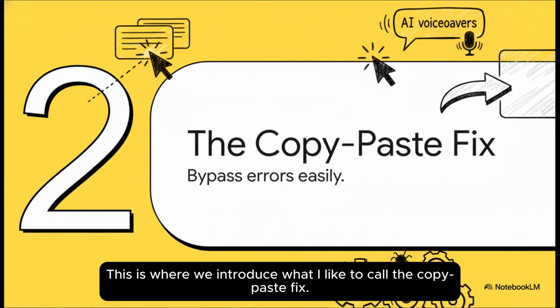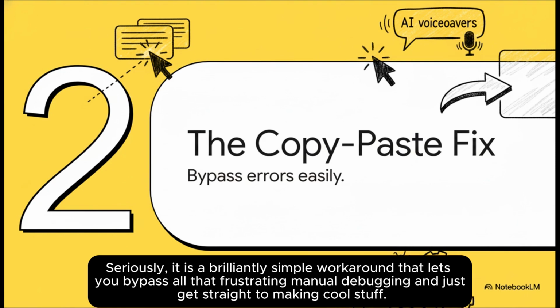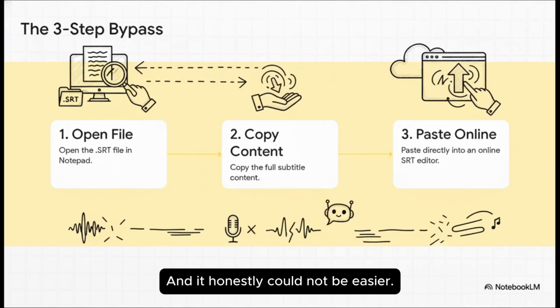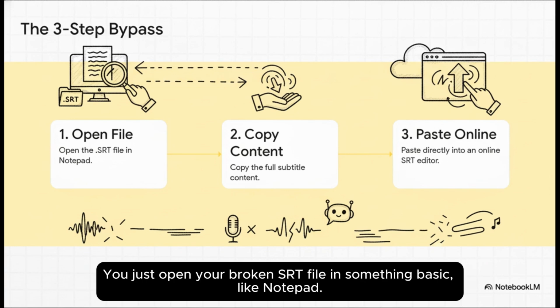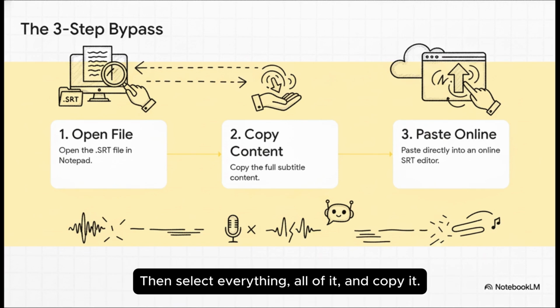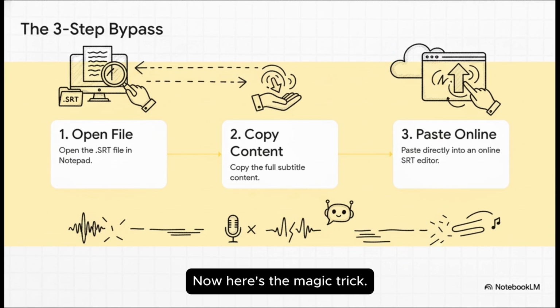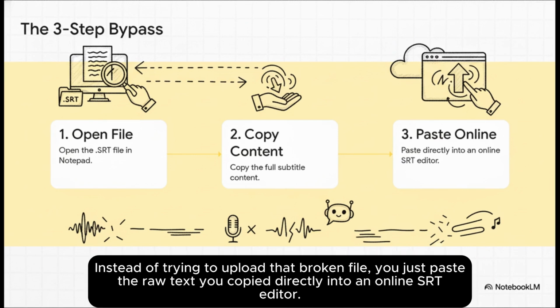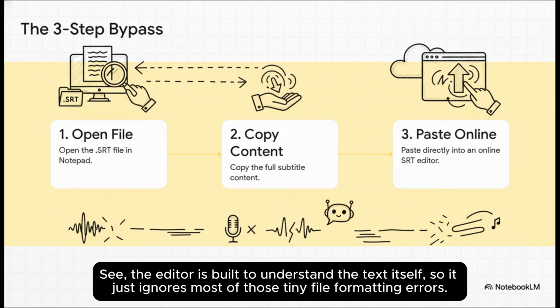This is where we introduce what I like to call the copy-paste fix. Seriously, it is a brilliantly simple workaround that lets you bypass all that frustrating manual debugging and just get straight to making cool stuff. And it honestly could not be easier. You just open your broken SRT file in something basic, like Notepad. Then select everything, all of it, and copy it. Now here's the magic trick. Instead of trying to upload that broken file, you just paste the raw text you copied directly into an online SRT editor. See, the editor is built to understand the text itself, so it just ignores most of those tiny file formatting errors. Problem solved.